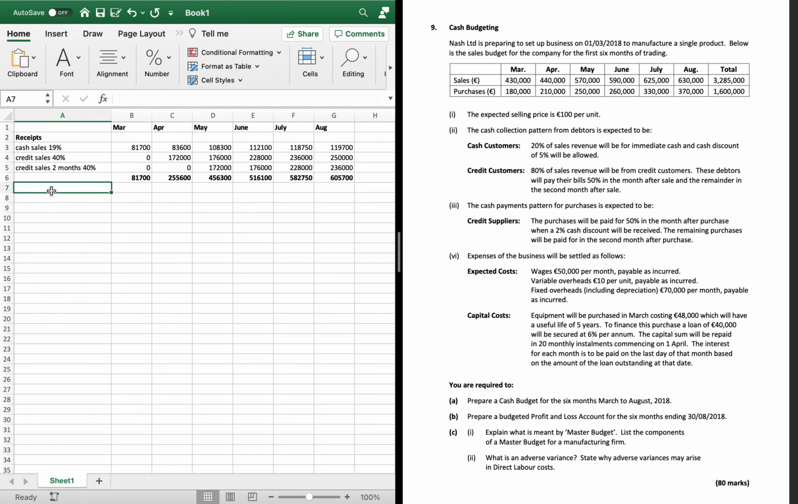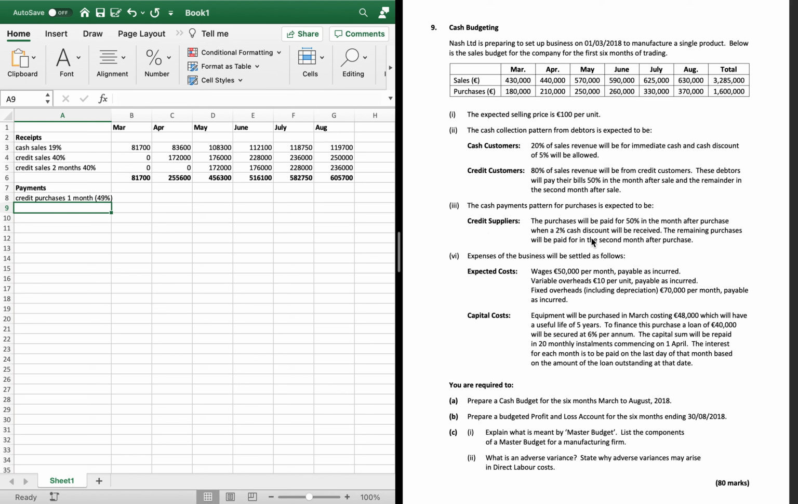So then our payments. We're going to follow the same sort of process, but just continue reading down. It says the cash payments is expected to be as follows. The purchases are all on credit, so credit supplies. The purchases will be paid for 50% in the month after purchase. So credit purchases 1 month, and it's going to be 50%. But you got a 2% cash discount. So 2% of 50% is 1%. So you're paying 49%.